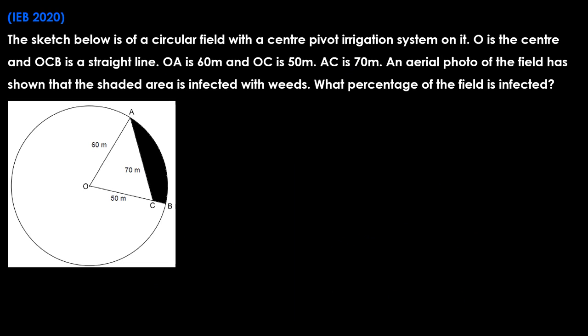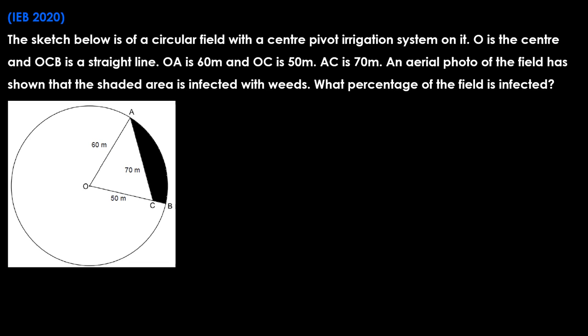The first one we're going to look at came out of the IEB exam of 2020. The sketch below is a circular field with a center pivot irrigation system on it, where O is the center and OCB is a straight line. OA is 60 meters, OC is 50 meters, AC is 70 meters, and an aerial photo of the field shows that the shaded area is infected with weeds, and we want to know what percentage of the field is infected.